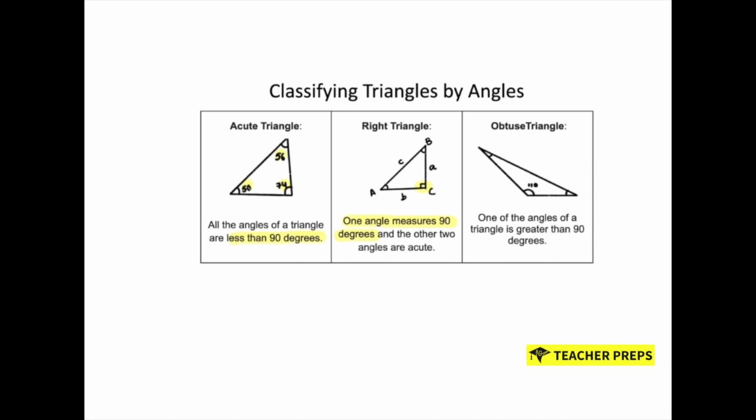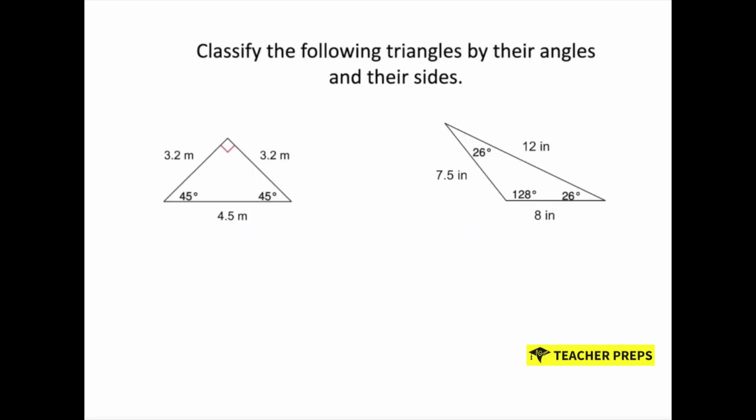With this, we have one angle that is greater than 90 degrees. In this triangle, we have an angle that is 110 degrees. So this is an obtuse triangle. Now let's use what we learned about the sides and angles to classify the following triangles. We need to classify them by both their angles and their sides. Go ahead and pause the video and classify these triangles.